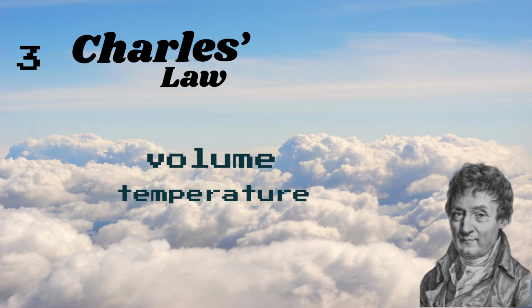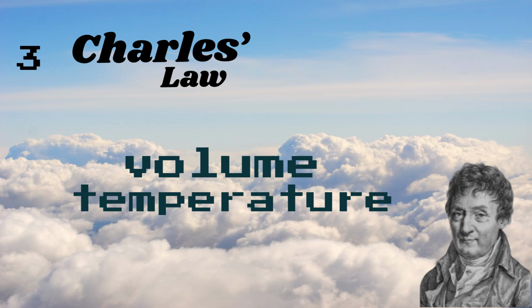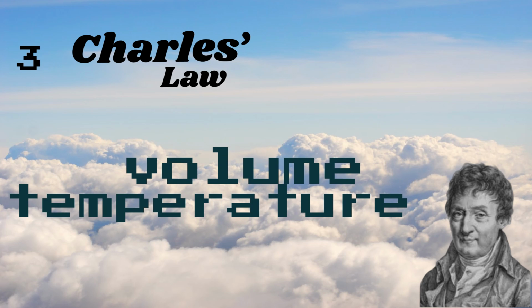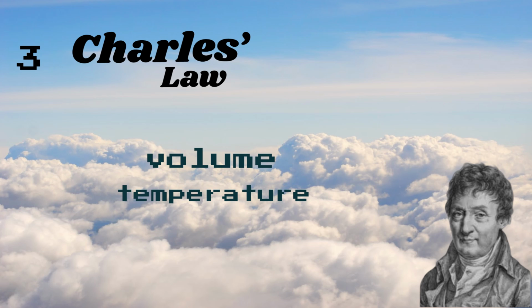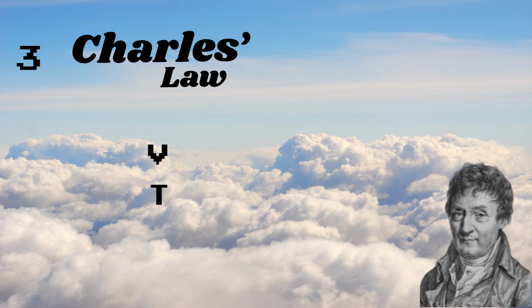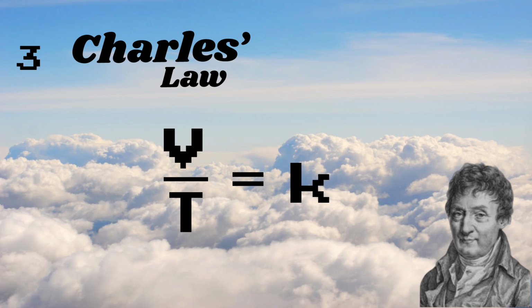Charles' Law deals with the relationship between the volume and the temperature of a gas. Increasing the temperature of a gas also increases its volume, and decreasing its temperature lowers its volume. As with the previous examples, in symbols, we would say that the volume V is directly proportional to the temperature T, and that V over T is always constant.